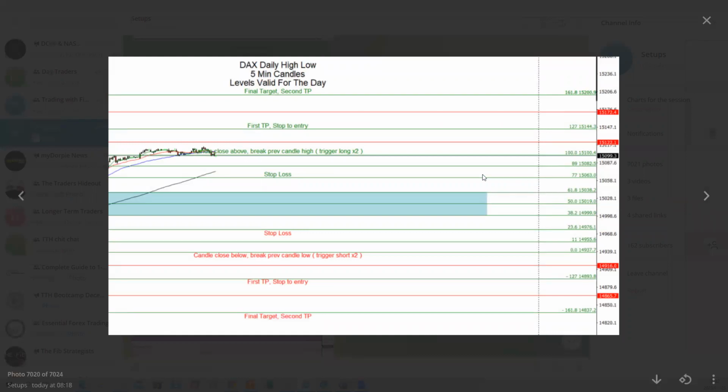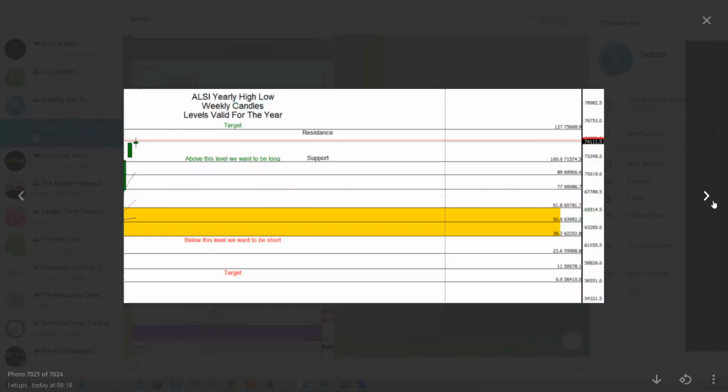On the DAX daily high-low, currently trend looks to be down slightly. 21 is slightly above 8. So with that, we want a candle close below the zero level, break previous candle low to aim for the minus 127 first TP, minus 161.8 second TP, and stop loss being at the 23.6. Remember, guys, same rules apply with the red lines.